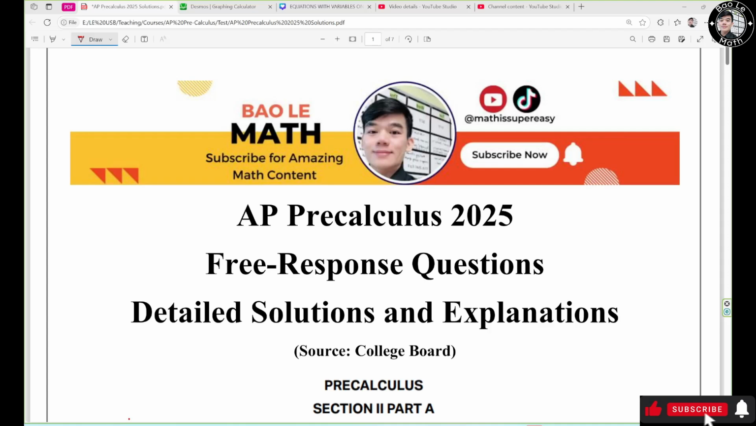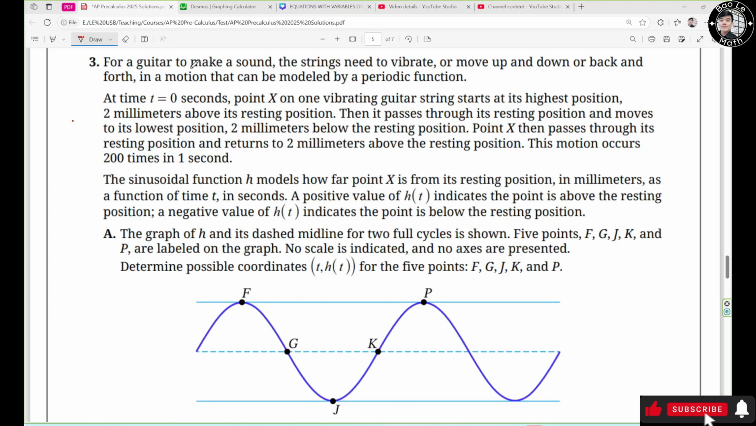Hello everyone, in this video we're going to solve 2025 AB Precalculus free response question 3. For a guitar to make a sound, the strings need to vibrate or move up and down or back and forth in a motion that can be modeled by a periodic function.